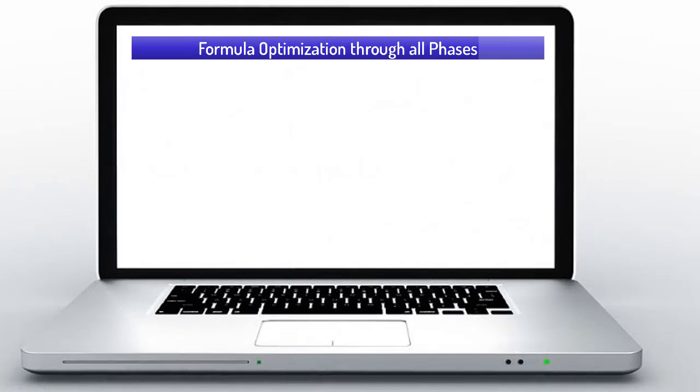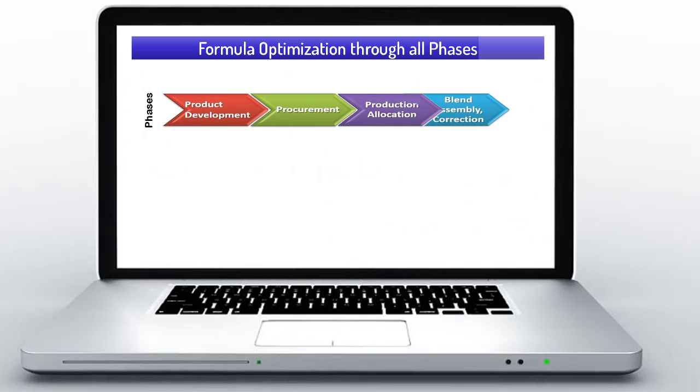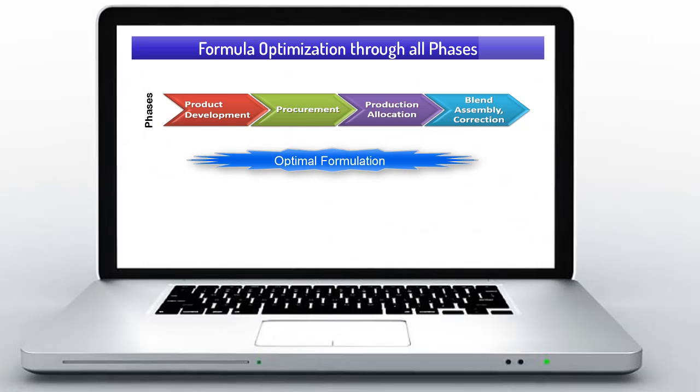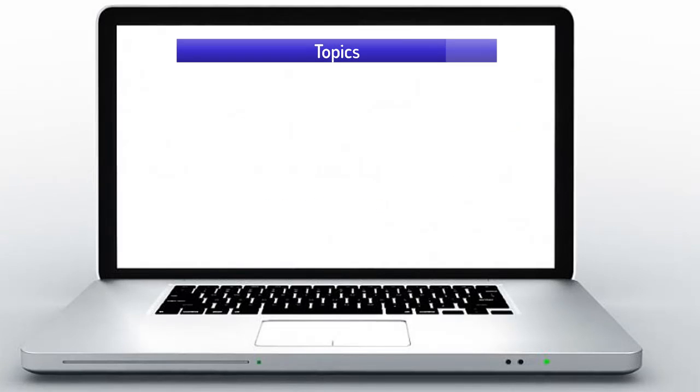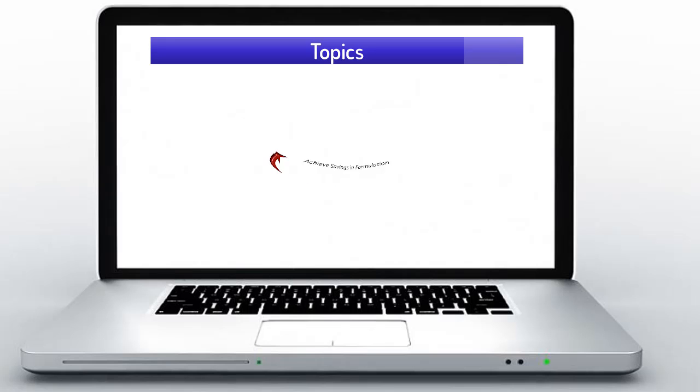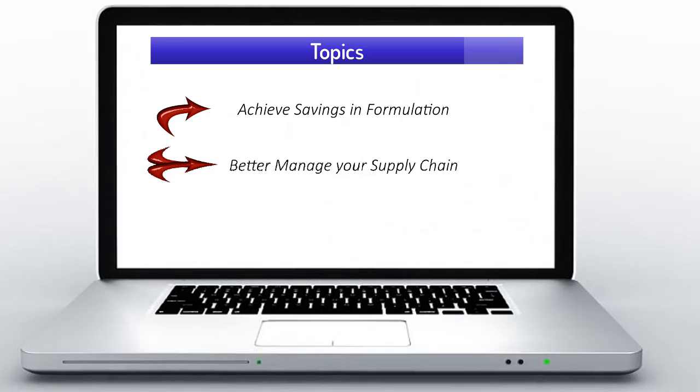Optimal Formulation provides formulation optimization through all phases of formulation: product development, procurement, production allocation, and blend assembly and correction. Creating optimal recipes in each phase of formulation, Optimal Formulation enables users to achieve measurable savings of 3% or more of materials cost. See how Optimal uniquely enables you to achieve savings in formulation, better manage your supply chain, and better perform materials management.